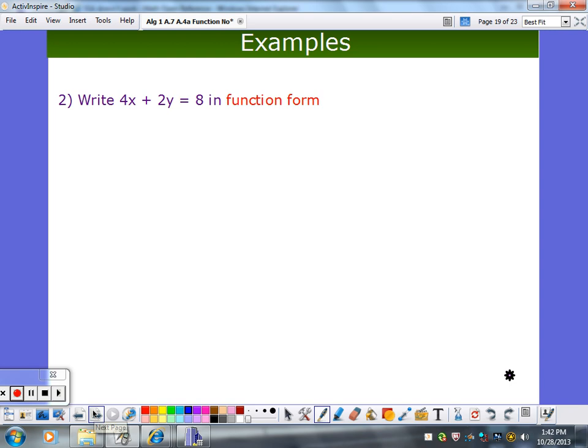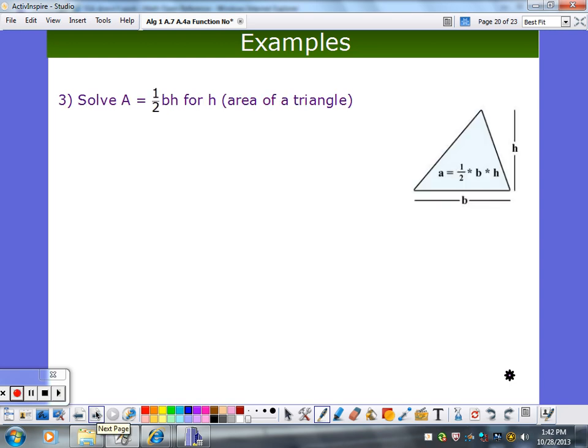Solving for a variable. We did this one already. How about this one? This is number 3. A equals half bh, solving for h. So this is the formula for area of a triangle. Let's say I know the area, I know the base, but I want to find the height. So let's solve it for height.